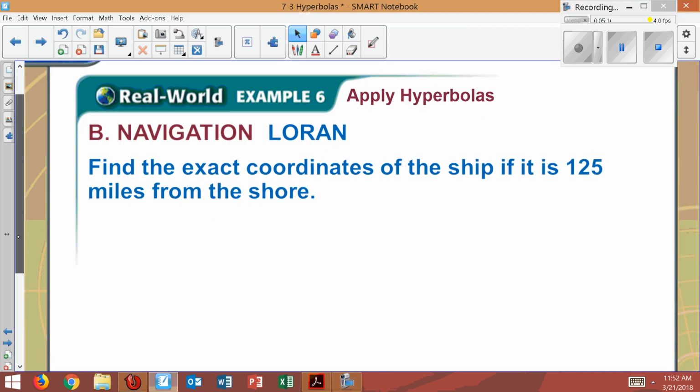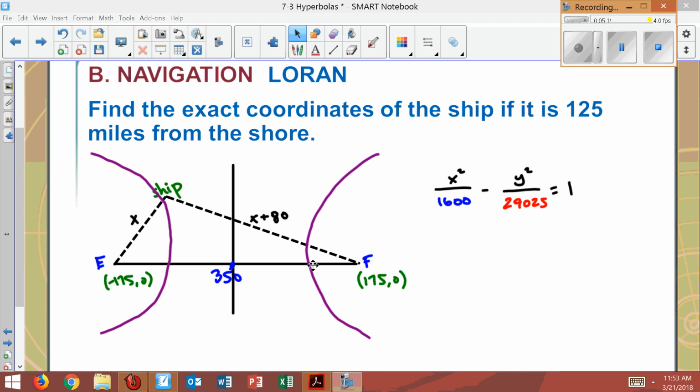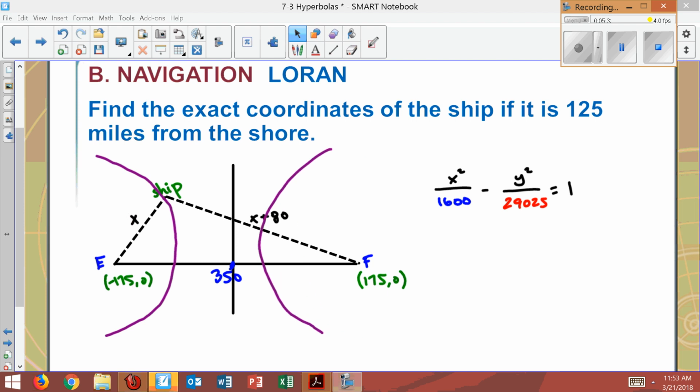Now I'm going to go to part B. It says find the exact coordinates of the ship if it's 125 miles from the shore. Now I'm going to pause this and copy over some information from part A. Okay, now I have it copied. And so if our hyperbolas are working this way, and I don't know if I ever explained this, this signal might be sent out and it would hit the ship here. And the way it knows that this one's longer is because this hyperbola, as this signal extends out from F, would hit it over here.